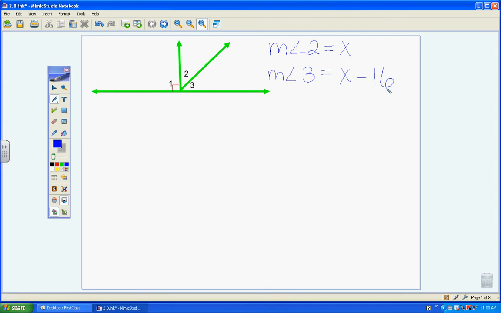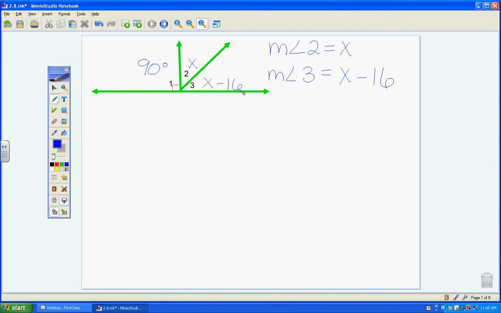Okay? So the measure of angle 1 is still going to be 90, right? So if this is 90, I still know that 2 and 3 have a total of what? 90 degrees. So you need to write an equation. For me, it's easier if I label angle 2 as x and angle 3 as x minus 16. Now, what would I do with x and x minus 16? Combine them, and what do they have to equal?